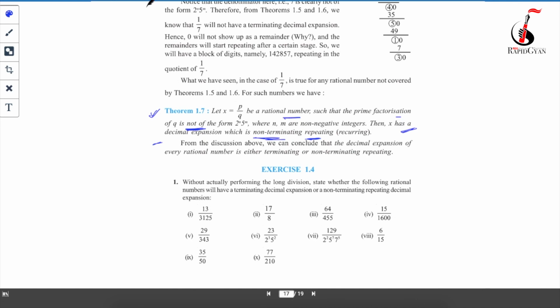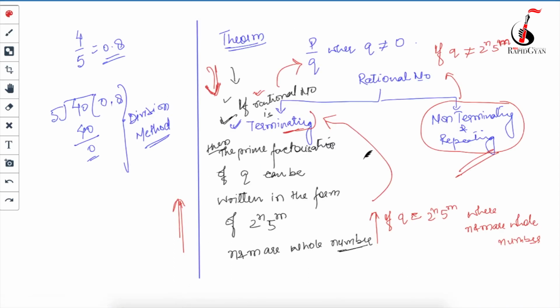So these are the three theorems given in your book. Hope you guys understand this theorem. We are going to use this theorem to solve a few examples. You will understand this.